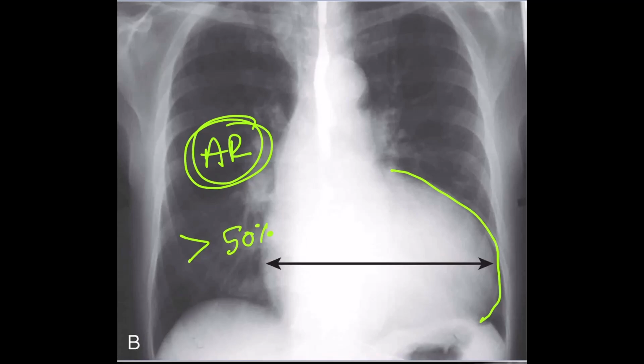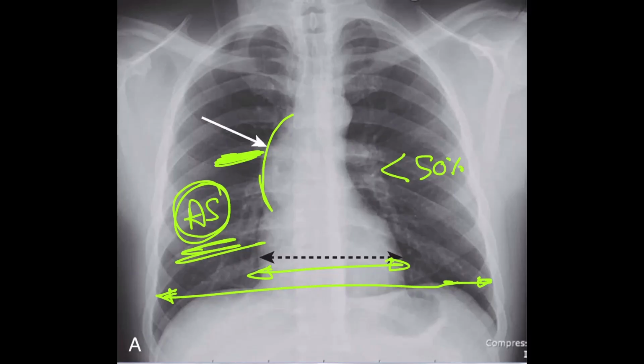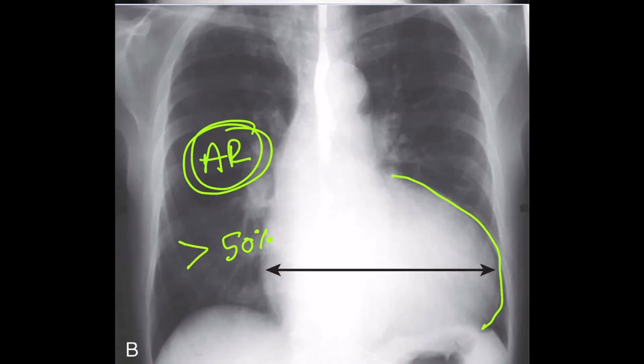So that's a very important differentiating point between the valvular lesions. This is an aortic stenosis patient, and it is less than 50% the ratio, with a dilated ascending aorta because of aortic stenosis, while this is the chest x-ray in a patient with an aortic regurg.